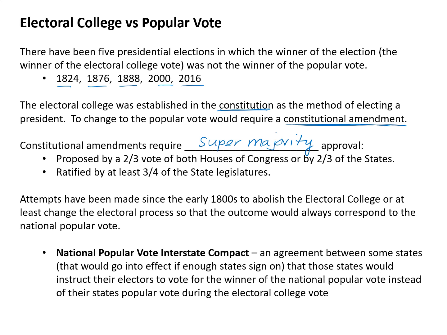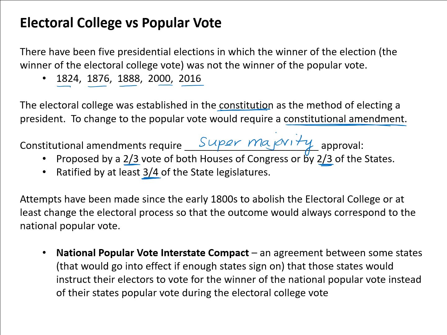In particular, to propose a constitutional amendment, you need a 2/3 vote of both houses of Congress, or you need a 2/3 vote from the states. That 2/3 is 66.7%, so much more than 50%. And then any amendment that is proposed has to be ratified by at least 75%, at least 3/4, of state legislatures. So it's not an easy task to create a constitutional amendment.